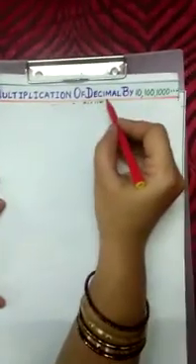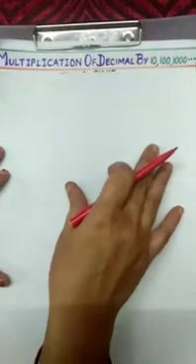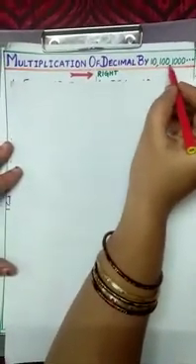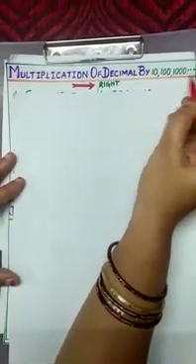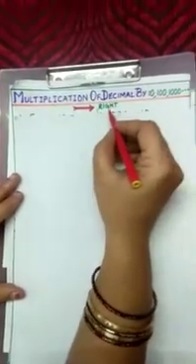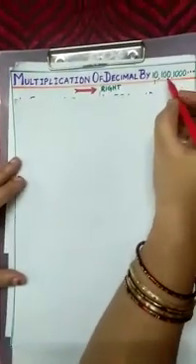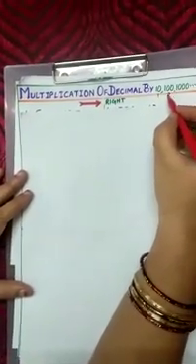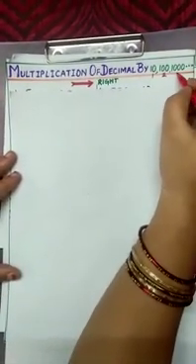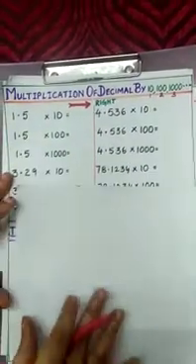When we are multiplying any decimal number by 10, 100, 1000 and so on, the decimal point in the product we have to shift to the right by as many zeros as there are in 10, 100, 1000 and so on. For example, if you multiply any decimal number by 10, you have to shift the decimal after one place. When you are multiplying by 100, you have to shift the decimal after two places. When you are multiplying by 1000, you have to shift the decimal after three places. Remember the direction. Now let us solve some examples here.